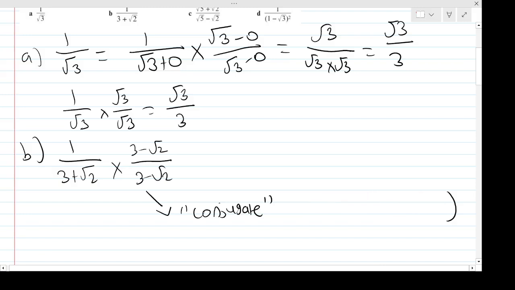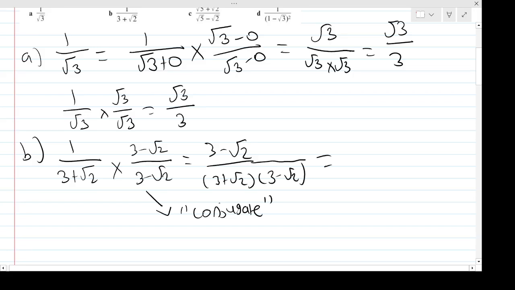So if we were to carry this out, then let's just times across. 1 times 3 minus root 2 is just going to be 3 minus root 2, right? Anything times 1 is itself. Then I'm going to have 3 plus root 2 times 3 minus root 2. Now, you could recognize it's a difference of 2 squares, but let me actually carry this multiplication out to really show you why it works.